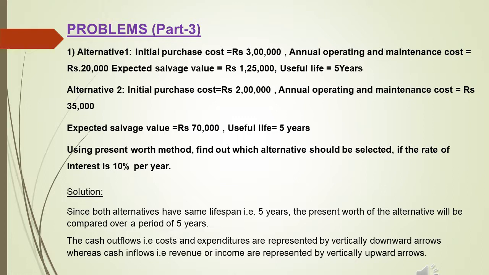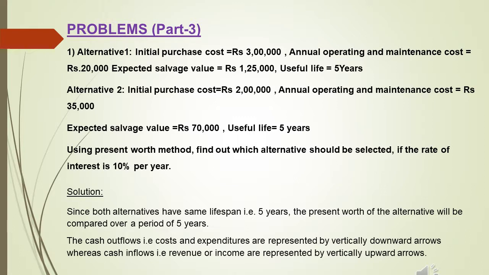Now let's move on to the second alternative. For the second alternative they have given the initial cost as 2 lakh rupees, annual operating and maintenance cost is 35,000, expected salvage value is 70,000, and useful life is again the same, 5 years. What you have to do is find the best alternative using the present worth method, and they have given the rate of interest as 10% per year. So you have to use the present worth method and solve the problem. Now let us solve the problem.